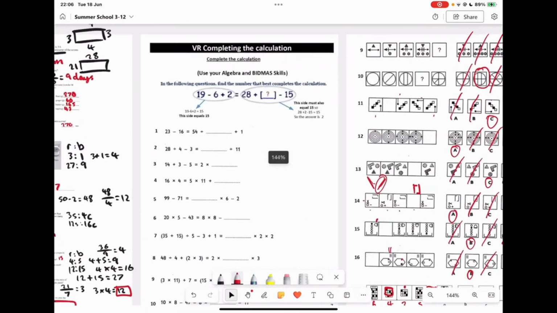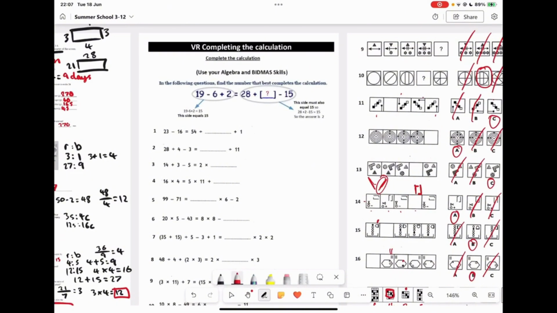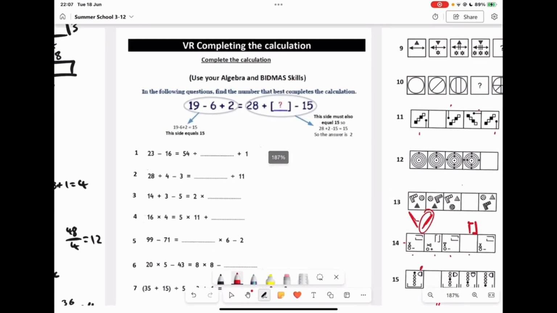Okay, we're doing VR, completing the calculation. So 23 plus... The key to this is to find the value on one side and then just follow the same rule on the other. So remember your BIDMAS. So 23 minus 16. I'll write this in black. So our 23 minus 16 will be equal to 7.